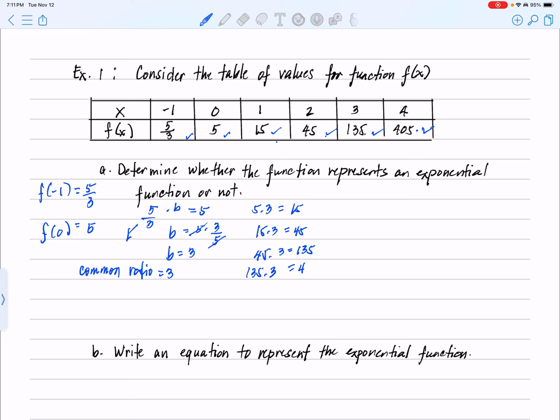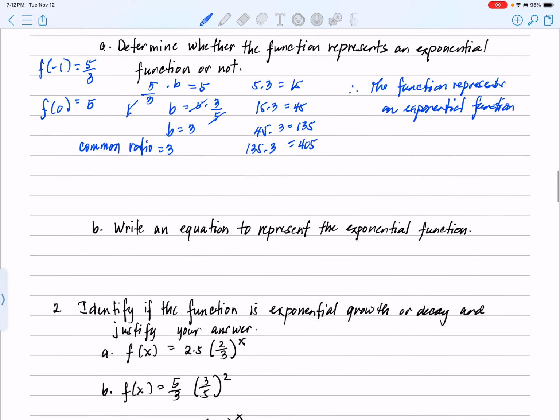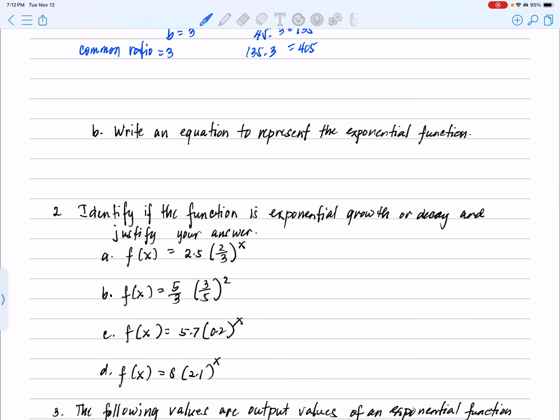That means this function represents an exponential function. Okay, so this is an exponential function. Let's have letter B. Write an equation to represent the exponential function.